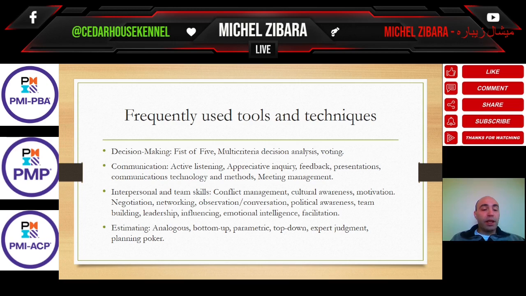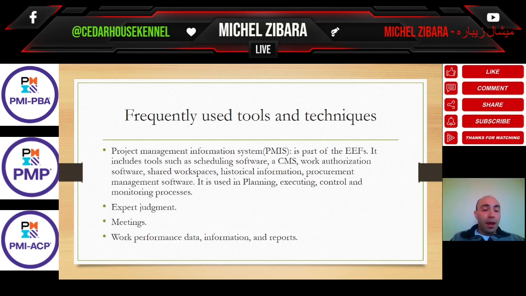Estimating tools and techniques such as analogous, bottom-up, parametric, top-down, expert judgment, and planning poker. There are some interesting techniques and tools such as games, such as planning poker. I'm not going to discuss them in depth now because we're going to run through each and every technique and explain each one in detail and give examples about them.